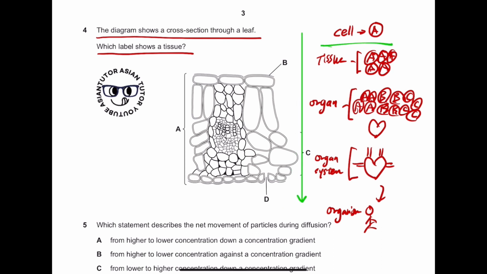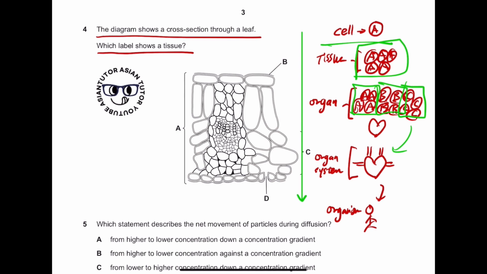So this is a cell, this is a tissue. Tissues are made of the same cells. Organs are made of different cells, and organ systems are made of different organs, and different organ systems make an organism. So back to this question again. I guess A includes many different cells, right? So this should be an organ.